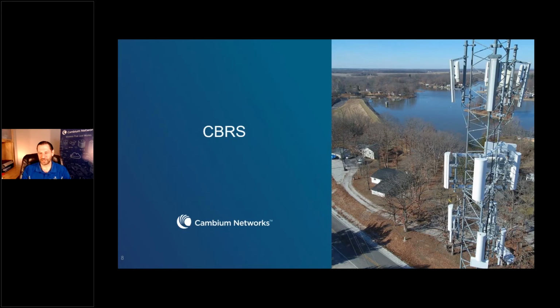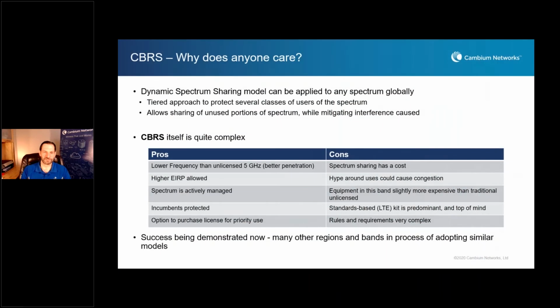Shifting gears a bit to CBRS, or mid-band spectrum. Again, I just want to highlight that dynamic spectrum sharing can be used in any spectrum globally. And this tiered approach that's in the CBRS band is really what's been driving this. It is complex. It's not a simple thing. Anyone who's a CBRS customer today in the US, if they're listening on the phone today, it does take some learning to get it right.